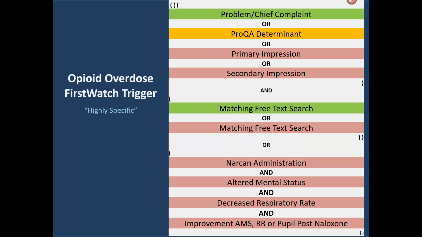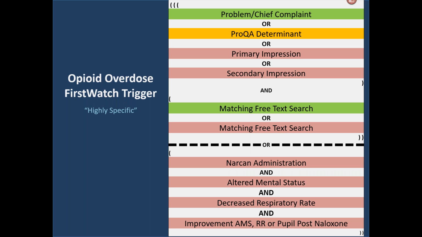The first one is this trigger that we can, quote unquote, call highly specific. And I've broken it down by color. So for example, the green components or the green criteria make reference to CAD data. The yellow component makes reference to EMD ProQA determinants or codes. And the pinkish reddish make reference to EPCR data. So I know it looks a little bit complicated, but it's basically measuring 2 things.